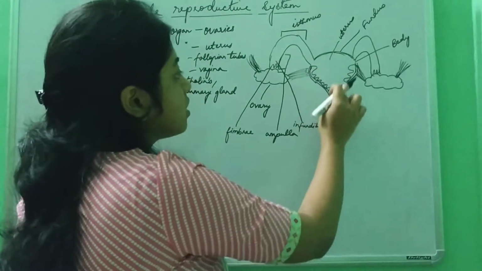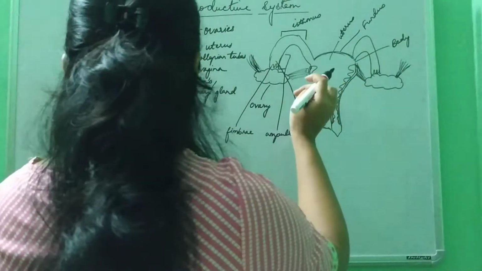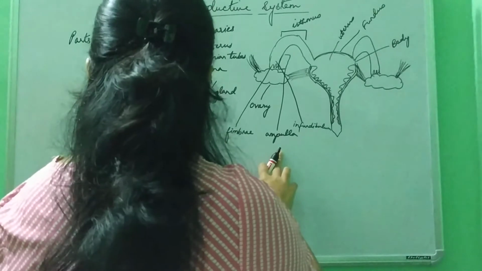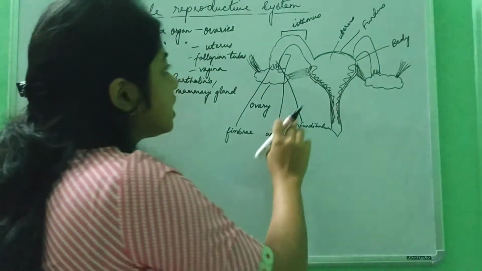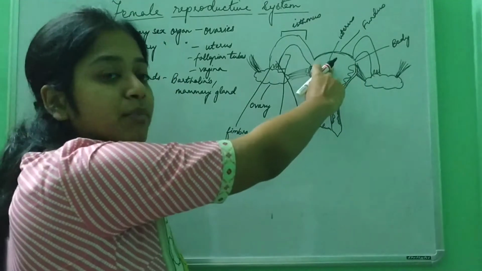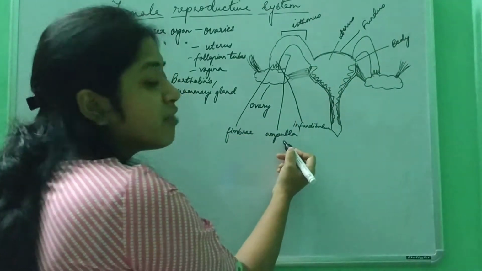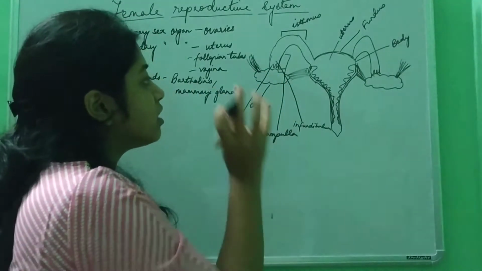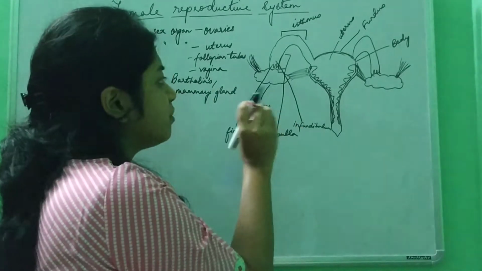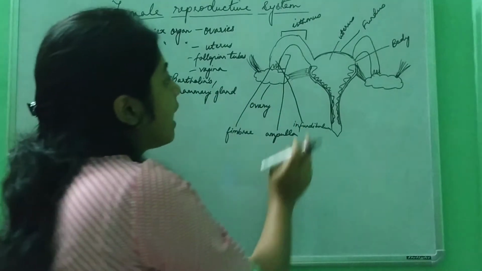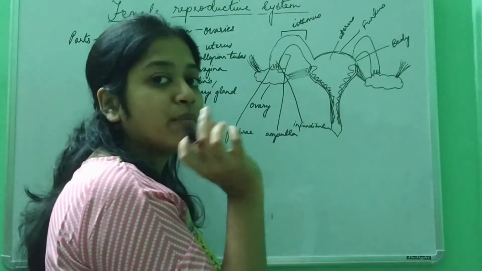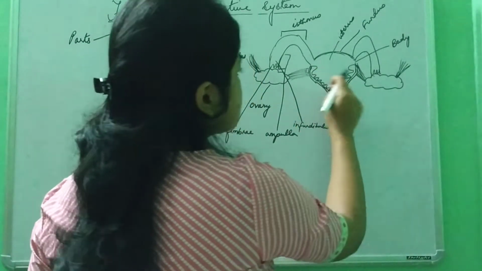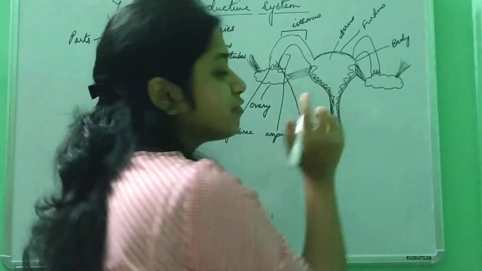Next, one thing you have to remember: the uterus, I told you, is the site for implantation. This ampulla is the site for fertilization. In the ampulla, fertilization will occur, when the sperm will meet the egg. And in the uterus, implantation of the embryo, or the zygote, will occur. Okay. So this uterus is composed of three walls.